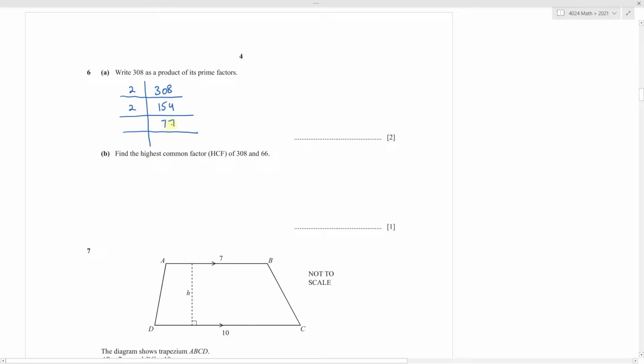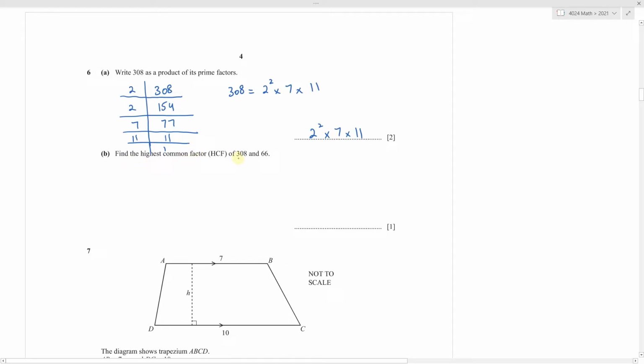Now this is not divisible by 3, not by 4, not by 5, not by 6, but by 7. 7 times 11, and then this is divisible by 11. So 308 can be written as 2 squared, because you have 2 multiplied by 2 and then multiplied by 7 multiplied by 11. So this is how you will write it as a product of its prime factors.